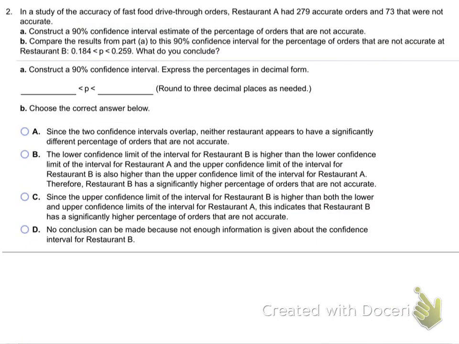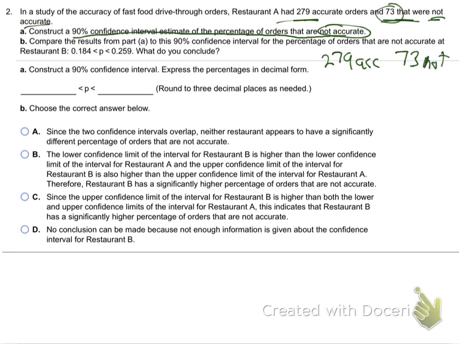Okay, so here we are on number 2. Study the accuracy of fast food drive-through restaurants. Restaurant A had 279 accurate orders, 73 that were not accurate. Construct a 90% confidence interval estimate of the percentage of orders that are not accurate. They want these, in other words, not accurate. Okay, so basically, long story short, this restaurant had 279 that were accurate and 73 that were not.